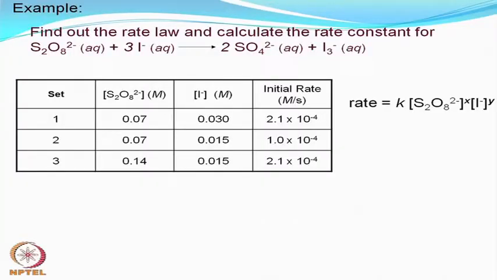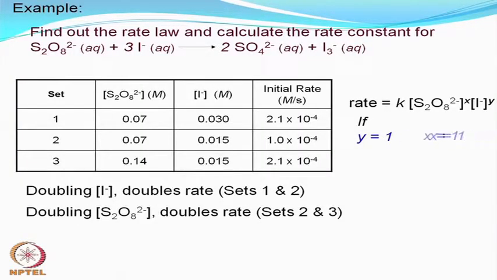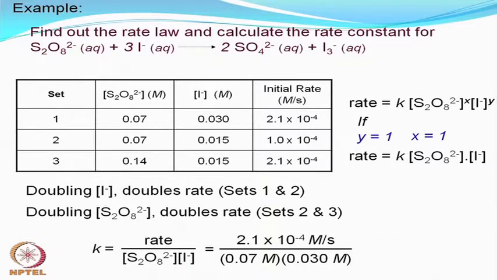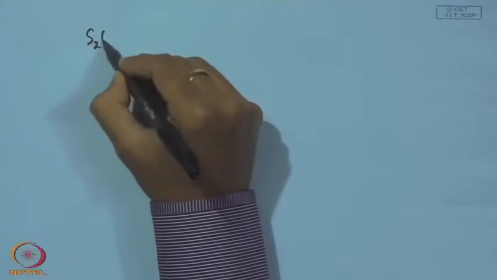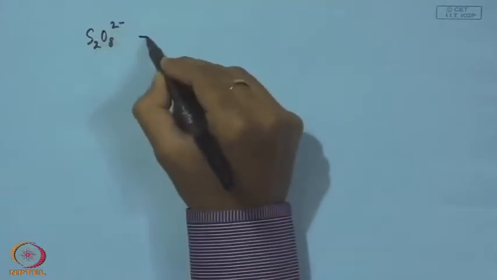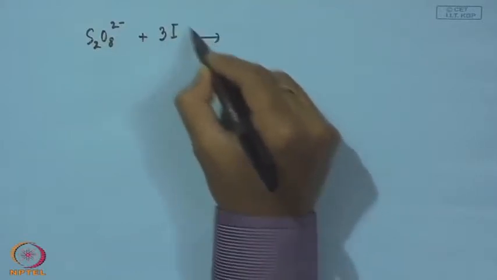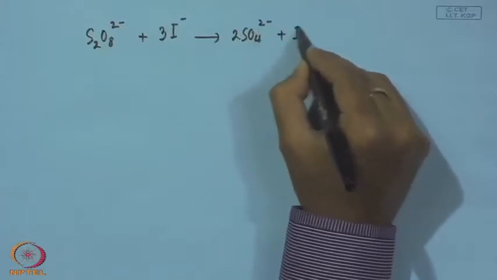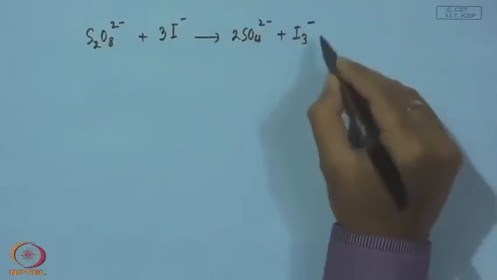Next, we are looking at another example to find out x and y. Say it is a persulfate iodide reaction, where persulfate is an oxidizing agent and it oxidizes iodide to iodine, producing I3 minus. So, it is the reaction S2O8 2 minus plus 3 I minus producing 2 SO4 2 minus plus I3 minus. All are in equated form.